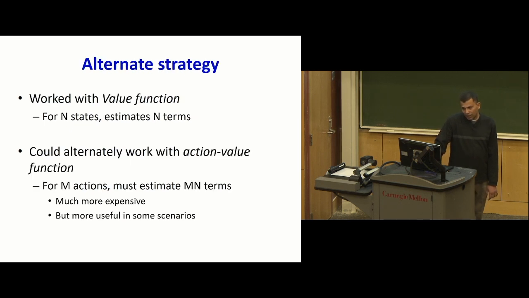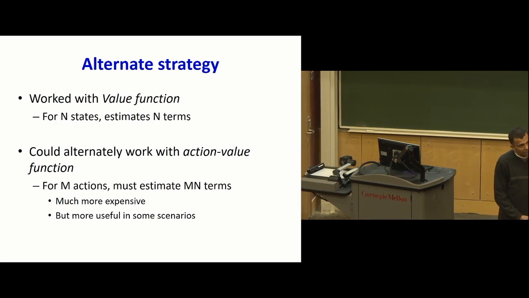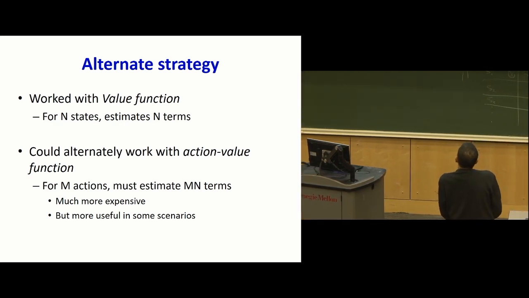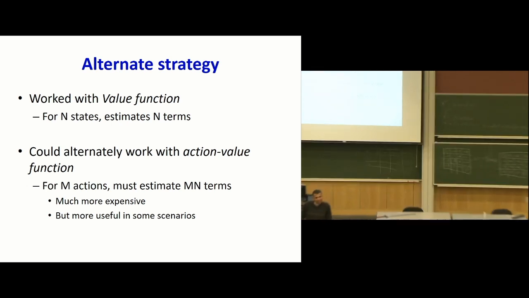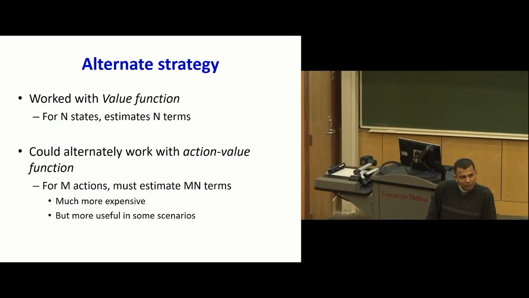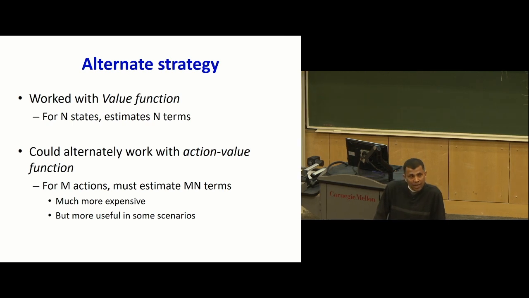Now, there's an alternate strategy. Everything that we did was in terms of value functions. You could do the same thing with action value functions. Nothing really changes, right? But your policy keeps changing. So you can write all of this arithmetic in terms of action value functions. The reason I didn't actually write it out is that, if you have n states and m actions, you have n times m action values, whereas you only have n values. So it's kind of easier to describe in terms of values.